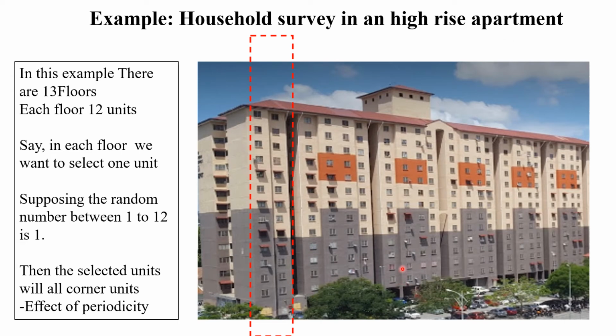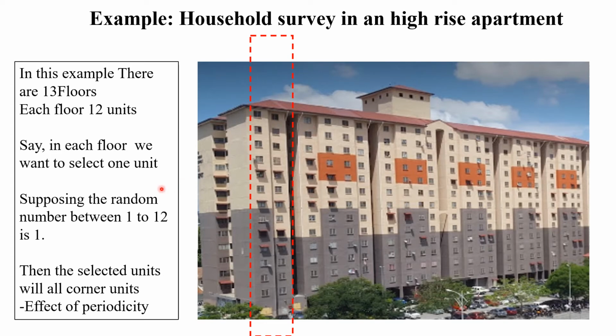Supposing there are 13 floors. Each floor, there are 12 units, right? So this times that, that's the number of units we have in this particular apartment. Say in each floor, we want to select one unit. Again, systematic. Each floor, that means 12 units. From 12, you're going to select one, and thereafter, every floor, that number. Supposing from 1 to 12, the number selected was 3. So on each floor, the third unit will be selected.